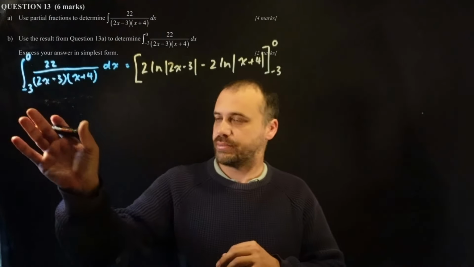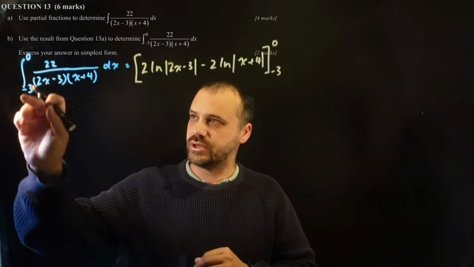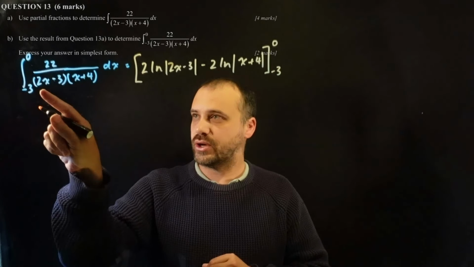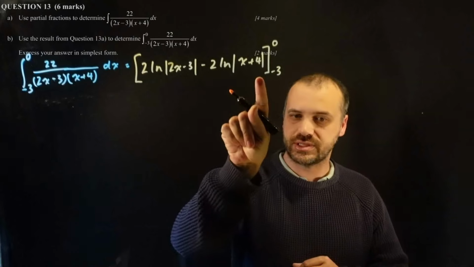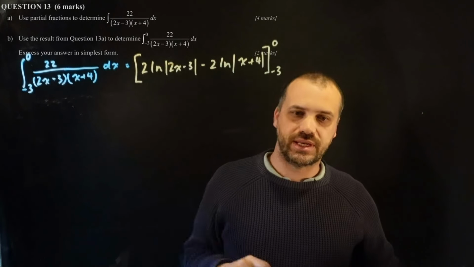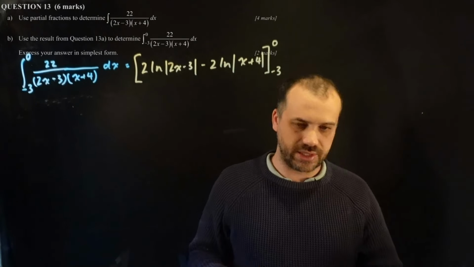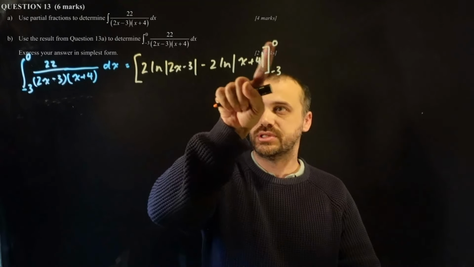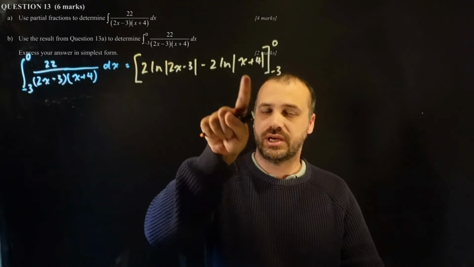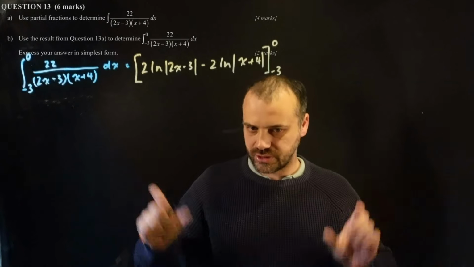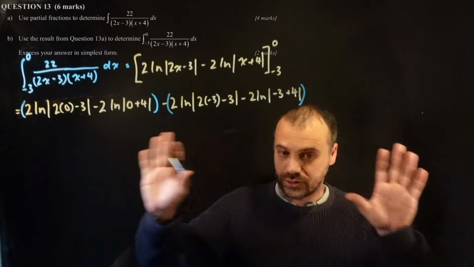So here we are at part B. We're trying to find the integral between 0 and negative 3 of this. Now we know that this is actually equal to this, and now we just need to sub 0 and negative 3 into our integration. So we're going to put 0 in for x, we're going to put negative 3 in for x, and they're going to be subtracted from each other. So that's what it looks like.